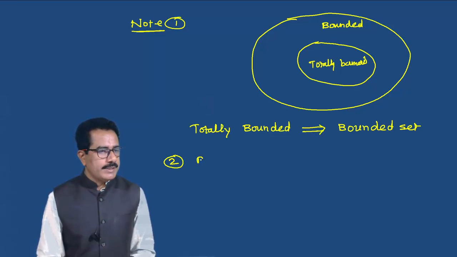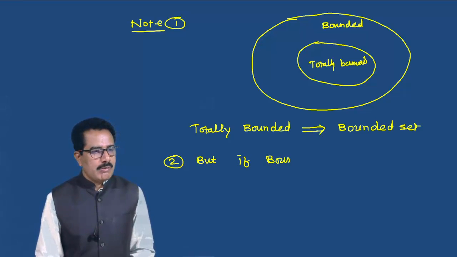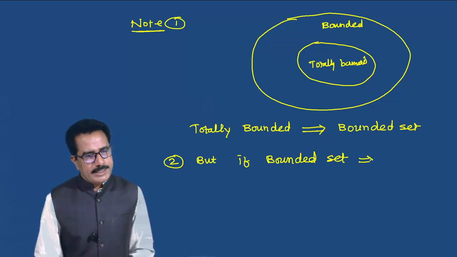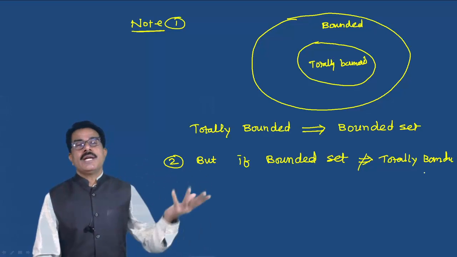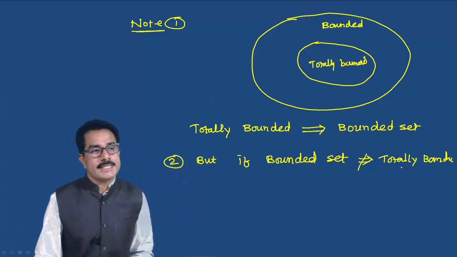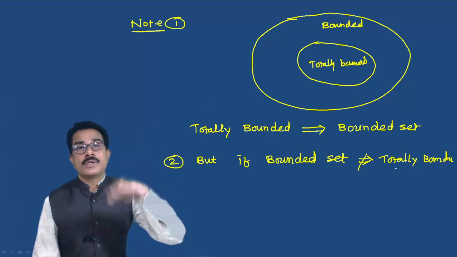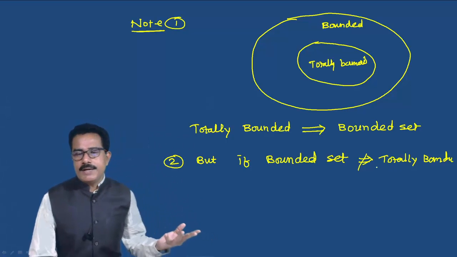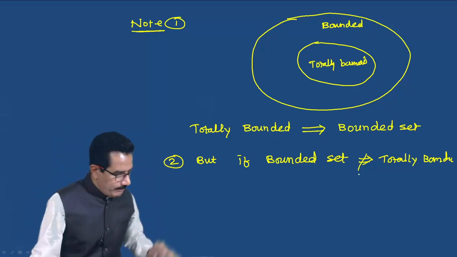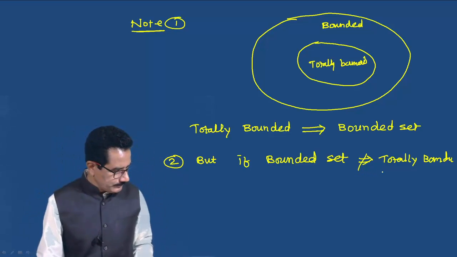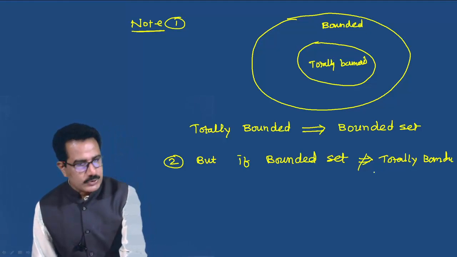Second, if a bounded set, it does not imply totally bounded. If it is a bounded set, we cannot call it totally bounded, but if it is a totally bounded set, then definitely we can say that it is a bounded set. Okay, now we shall define this totally bounded.